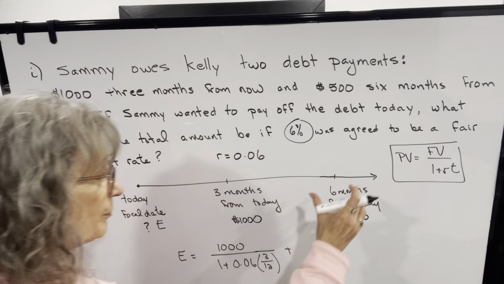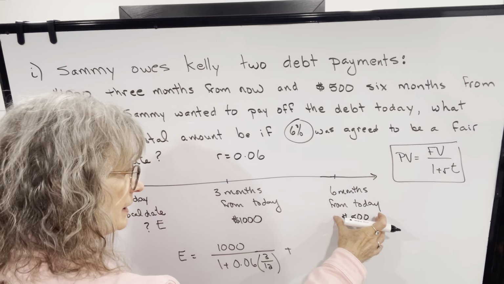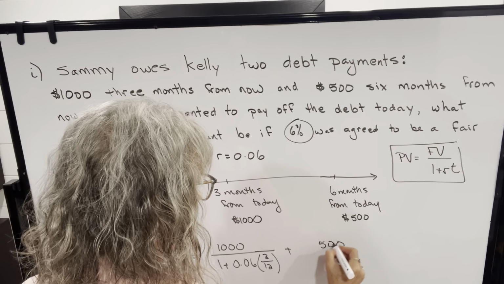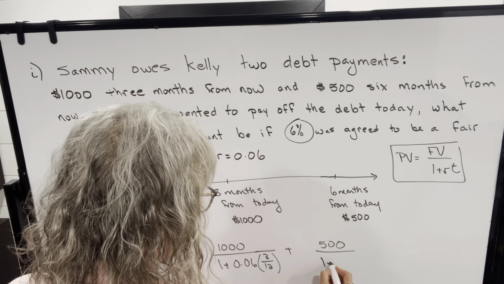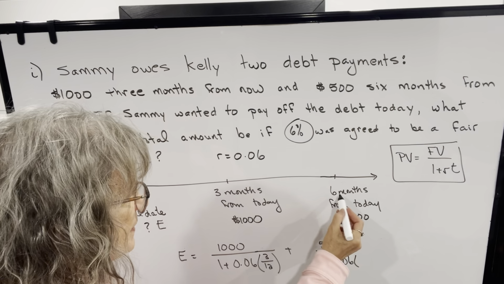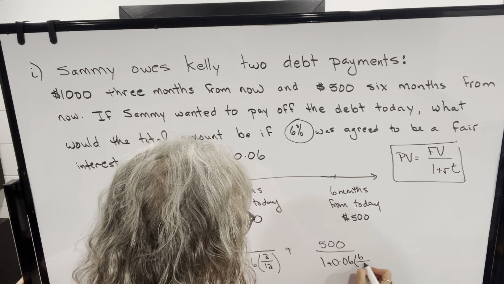Similarly, we want to know the present value of this future payment. So again, we use that formula. The future value is 500 over 1 plus the interest rate of 0.06 times time, which would be 6 months, which is 6 over 12.